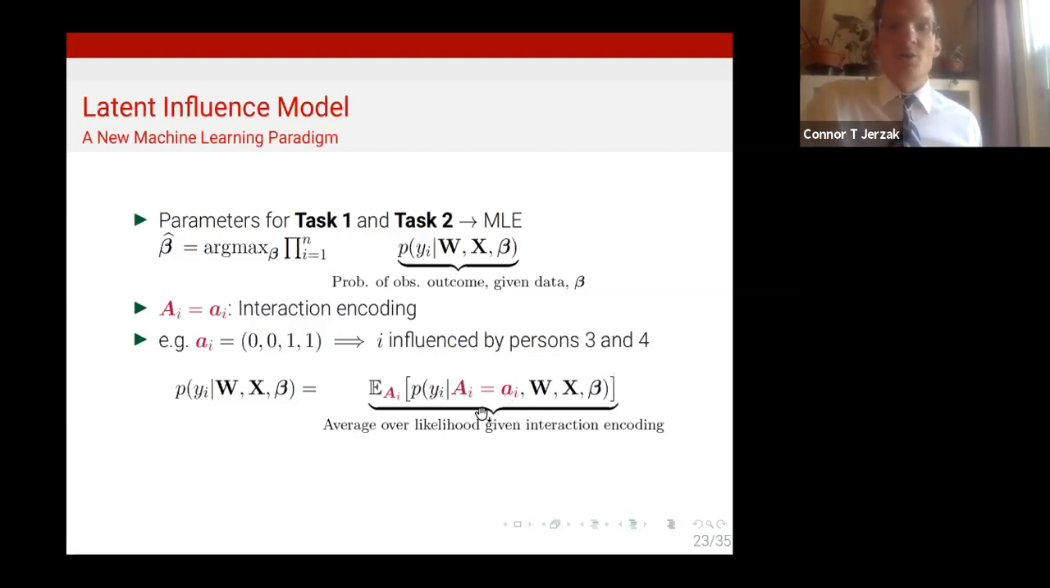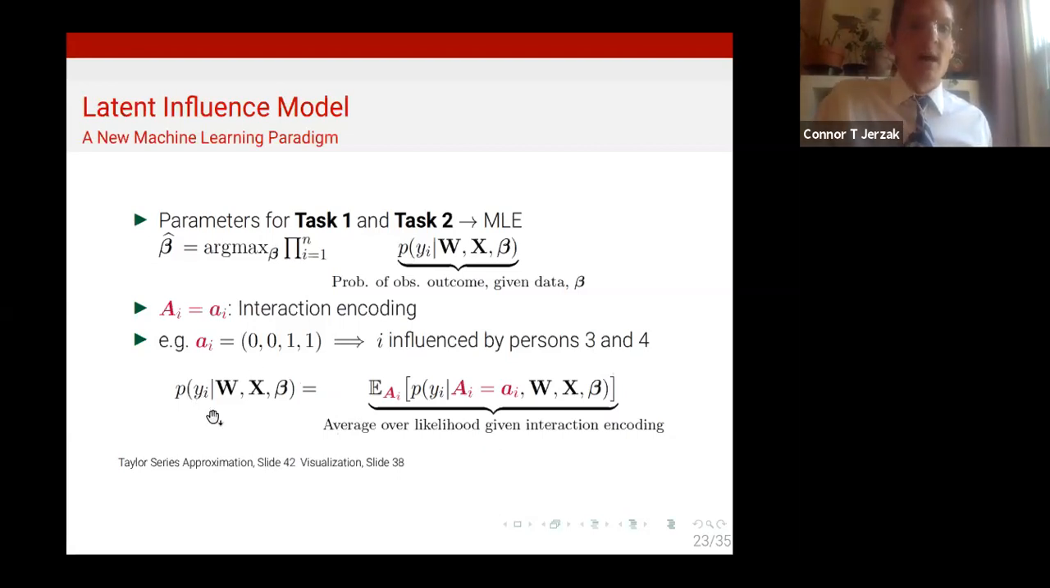We're going to assume the existence of this latent thing, and then we're going to average over that likelihood, and that is going to give us the probability of observing the outcome given the data. And we're going to maximize this average over all the different interaction types. There are a lot of possibilities for how these influence dynamics could unfold, so we'll use a Taylor series approximation to this. I can talk more about that later on. I have some slides on that after this.